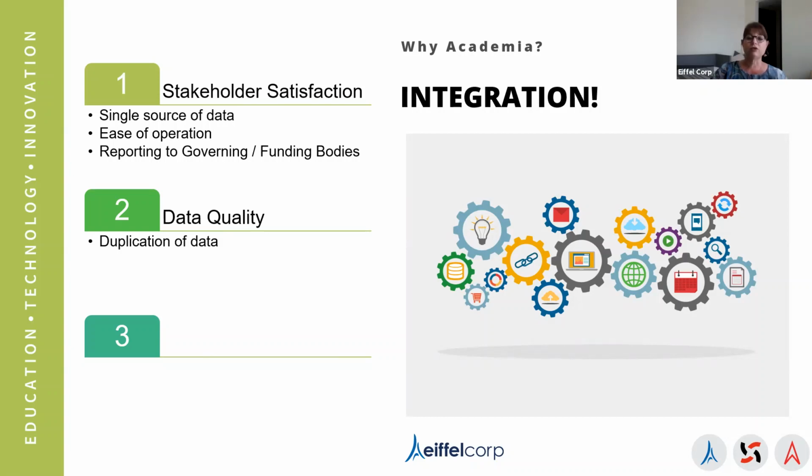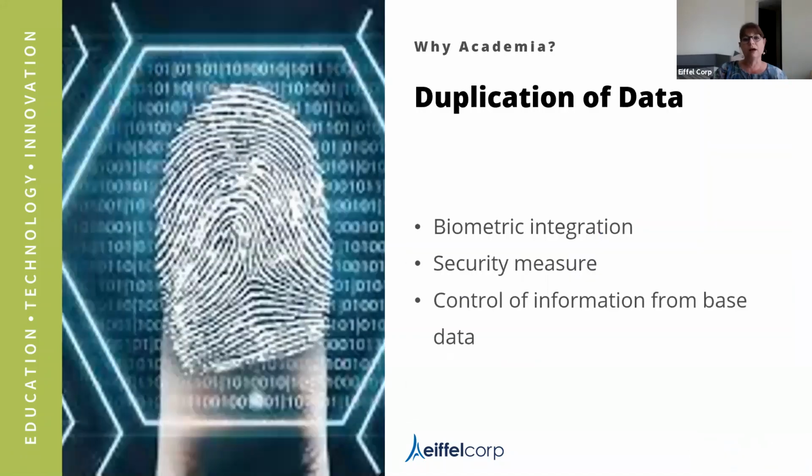Because the minute that you have to do manual transfers of data, it is more difficult to ensure the quality and to avoid the duplication of data without making mistakes. So your interfaces from the Academia system to another system ensure the duplication of the data is done in a controlled way. One example is your biometric information.